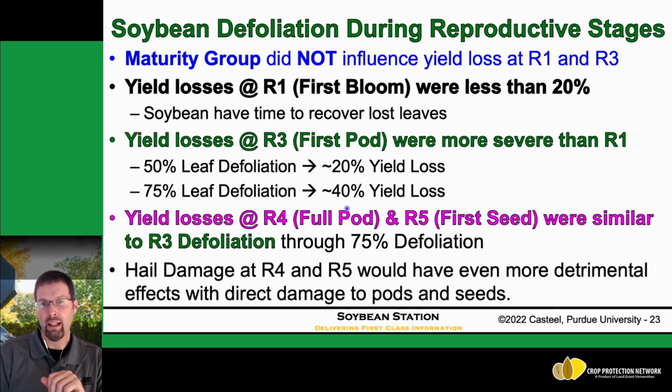Final point is just to make that when we're talking about a defoliation event or a hail event in particular at R4 and R5, those are going to be more detrimental whenever we have direct effects. In other words, direct hits to pods and developing seeds. So the yield loss is probably going to be an order higher than what I've represented on just straight leaf defoliation. So with that, I'd be happy to entertain any questions.